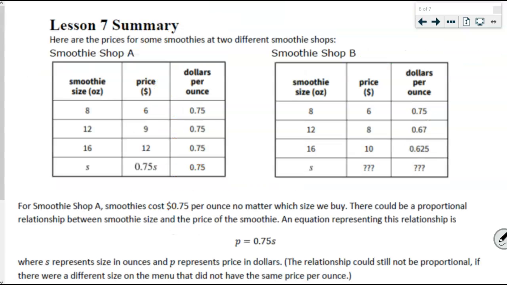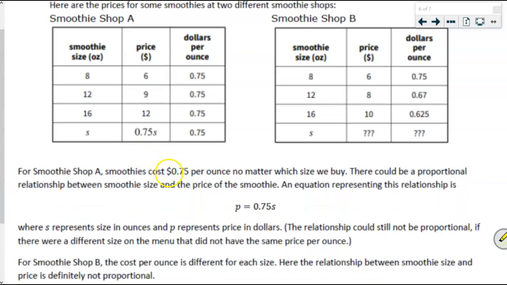Let's summarize. Here are some prices for some smoothies at 2 different smoothie shops. You can see it all listed here in the table. For smoothie shop A, smoothies cost 75 cents per ounce no matter which size we buy. There could be a proportional relationship between smoothie size and price of the smoothie. The equation is P equals 0.75s. When we find the unit rate, that unit rate ends up being the same thing as that constant of proportionality.